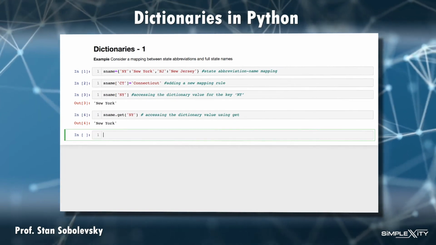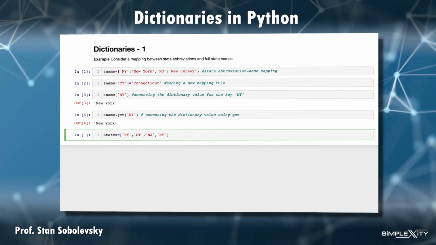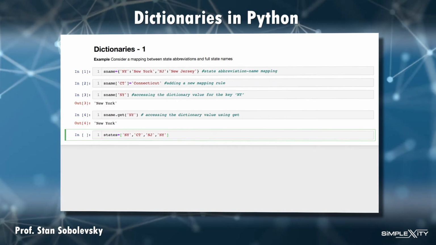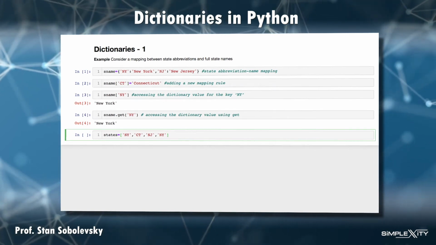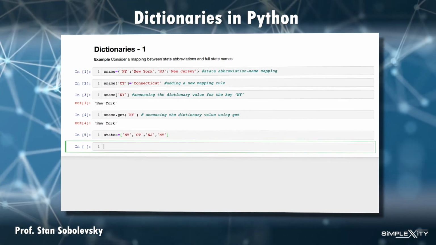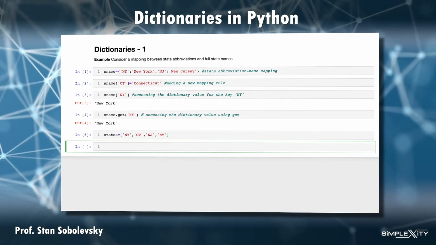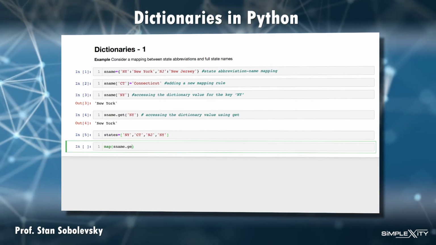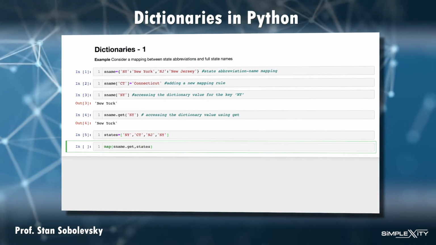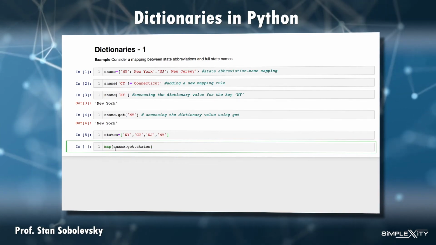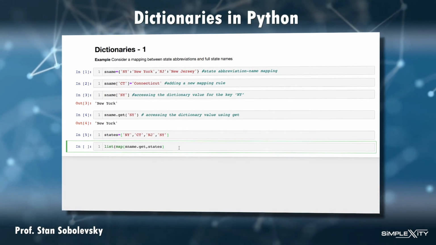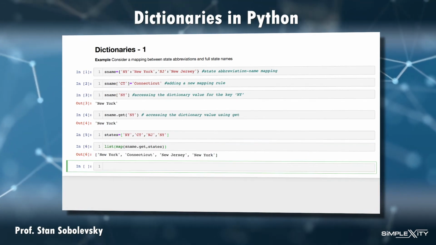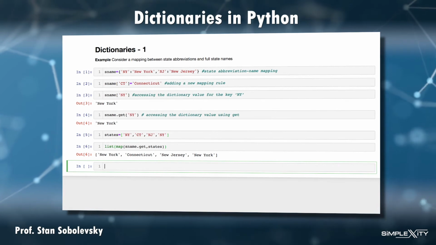So now, if we have a list of the state abbreviations for which we want to get the full state names, we can use the dictionary's method get to map it to the entire list of values, just like that. We just need to convert the result into a list, and it will return us the list of full names of the states corresponding to those given abbreviations.